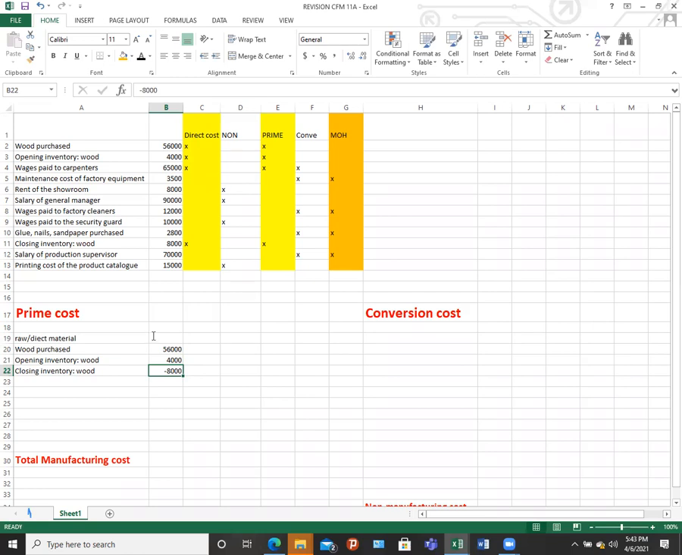Okay, guys, please type it on your calculator. 56,000 plus 4,000 minus 8,000. How much do you get? 52,000. Yes, 52,000. This is your material used, guys. It is the one that we are going to consider as your raw material, as your direct material.